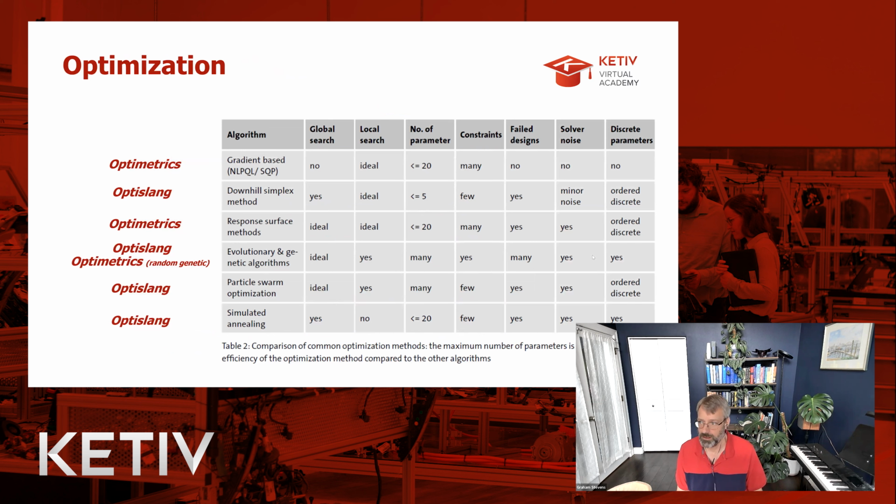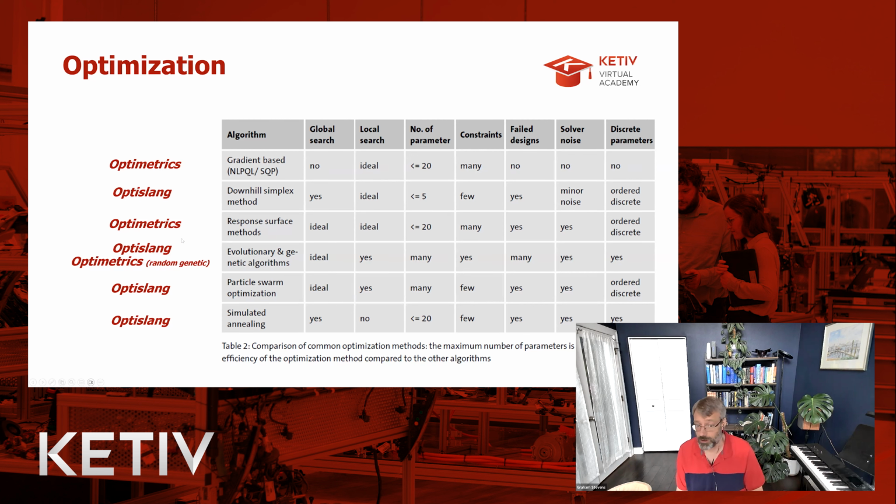And then similarly on the optimization side, the optimizers within Optimetrics are 10 or 20 years old, and they kind of stopped at the gradient-based optimization and/or the response surface methods and a tiny bit of random genetic evolutionary algorithm. But from 20 years ago to today, there's been more progress in optimization methods. And Optislang is the best tool for this kind of work.